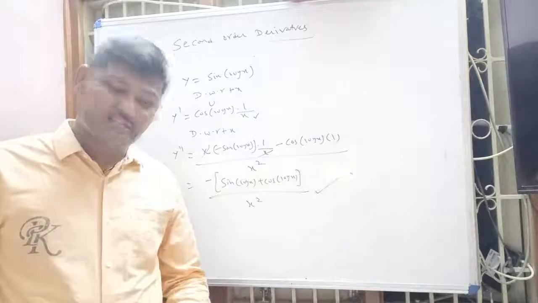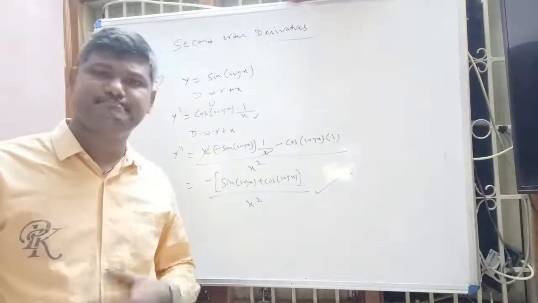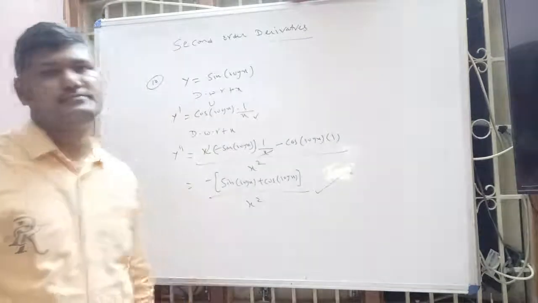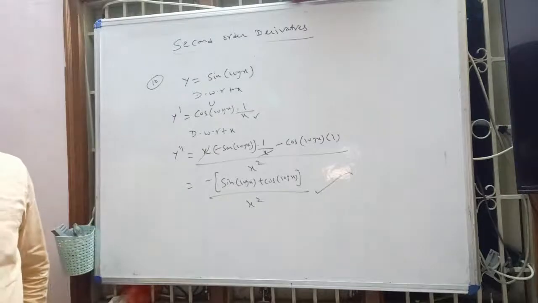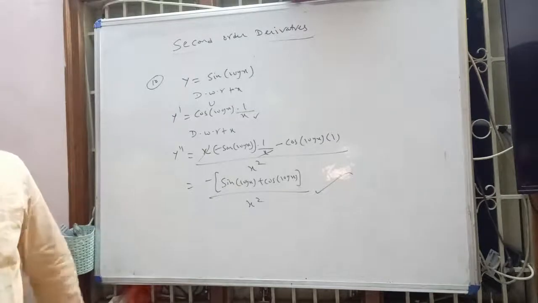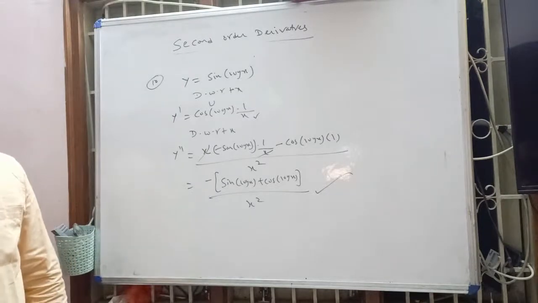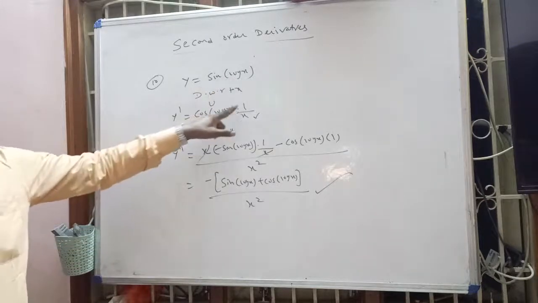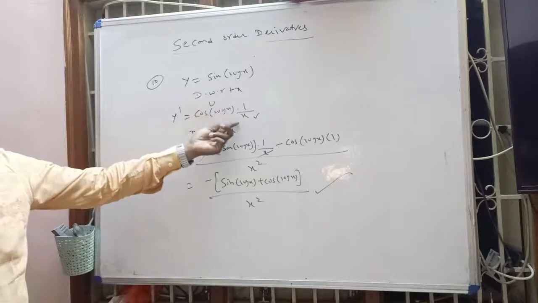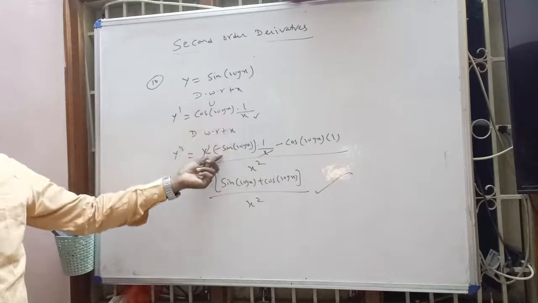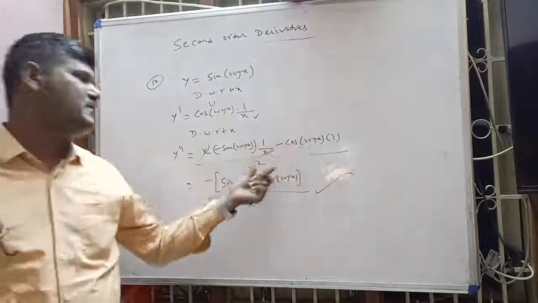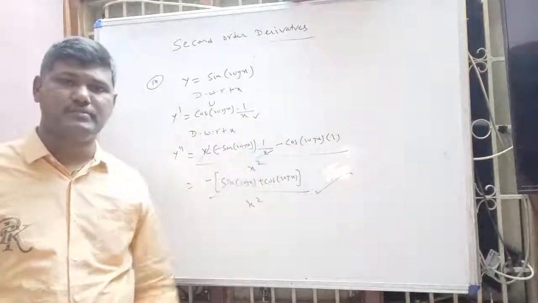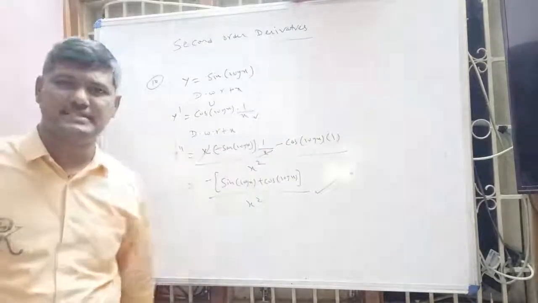Can I leave the class now? All the questions are completed, I think. Yes, in the second order derivative, questions 1 to 10. Sin of log x, cos of log x, here times 1 by x. Cos of log x by x, u by v form: v times the derivative of u minus u times the derivative of v, by v square. x and x cancel, answer over. That's it, today's class.